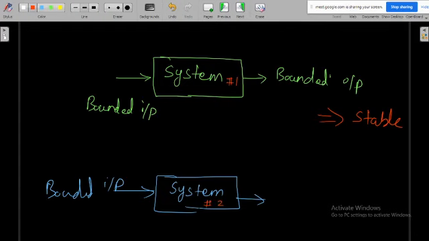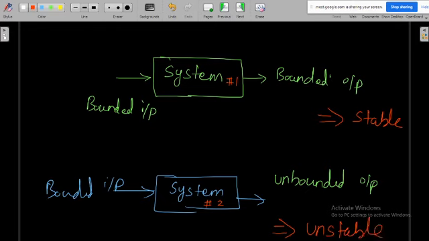In system number 2 you are giving a bounded input, but the output is an unbounded output. Then this system is called an unstable system. So in this case, system number 1 is a stable system and system number 2 is an unstable system. But you see, in both cases we have to give a bounded input.